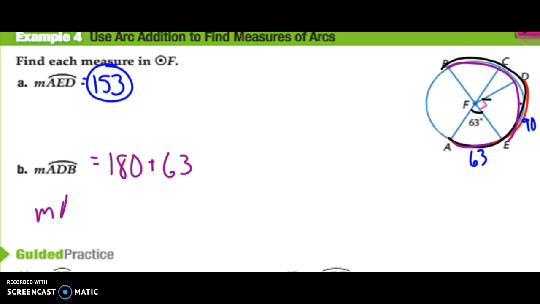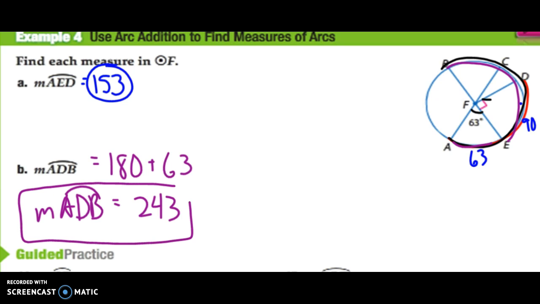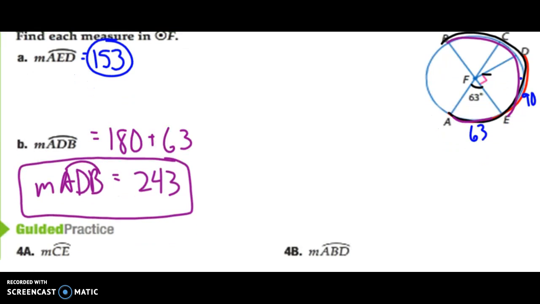So the measure of arc ADB is going to be 240. There it is, right there. Here's a couple more problems you could try also.